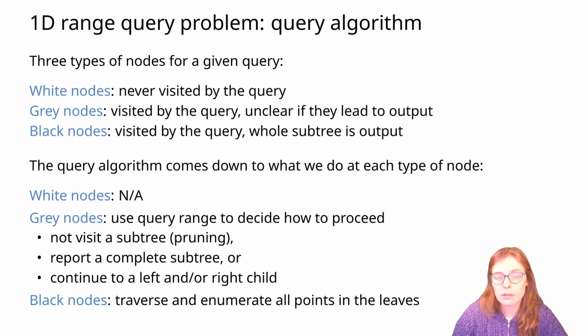A white node is never visited, so there is no work performed for white nodes. For the gray nodes, we use the query range bounds to decide how to proceed. We can decide to prune a subtree of a child consisting of white nodes. We can decide to report a complete subtree of a child consisting of black nodes, and we continue to one of the children, left or right, depending on which of them lies on the search path. And finally, in black nodes, we simply traverse them and report all the leaves.